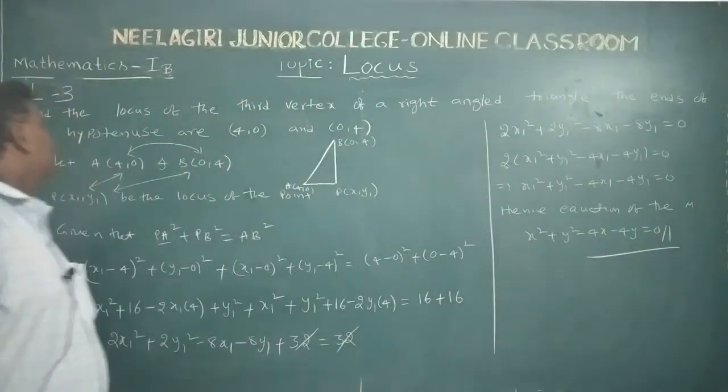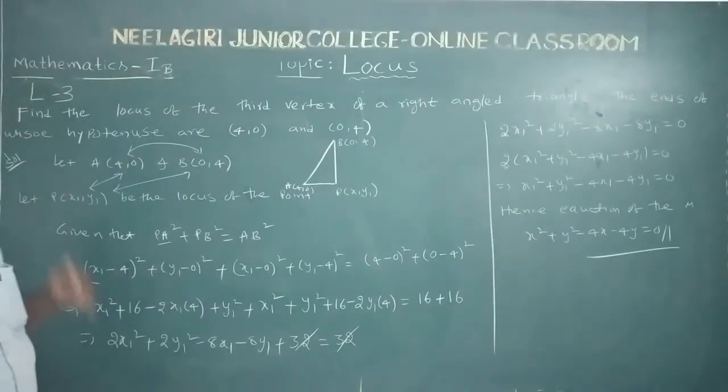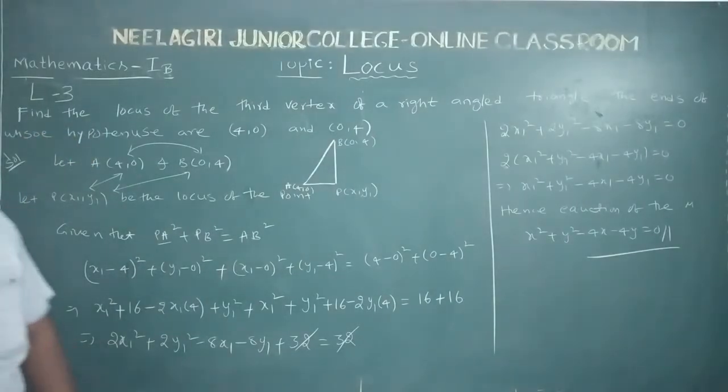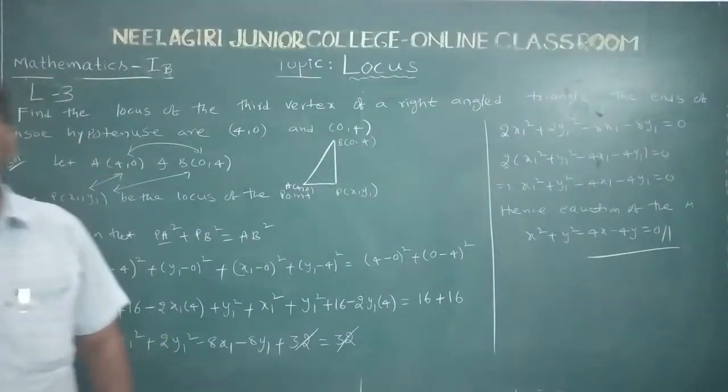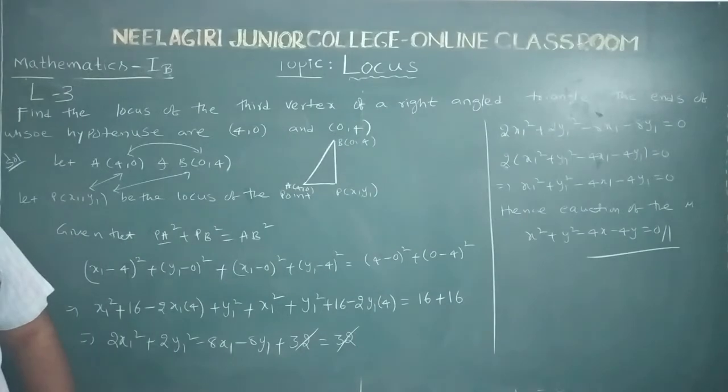Okay. What is the question? Find the locus of the third vertex of a right angle triangle whose hypotenuse ends are (4, 0) and (0, 4). What is a right angle triangle, by the Pythagoras theorem? Side square plus side square is equal to hypotenuse square. Okay. Next problem we will solve.